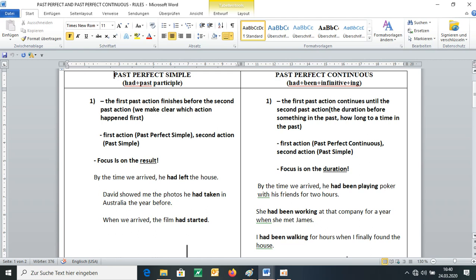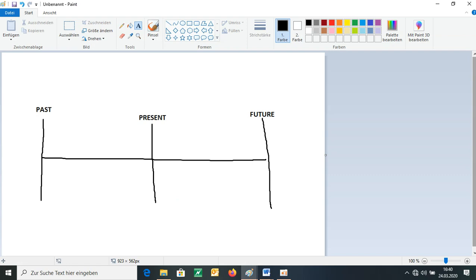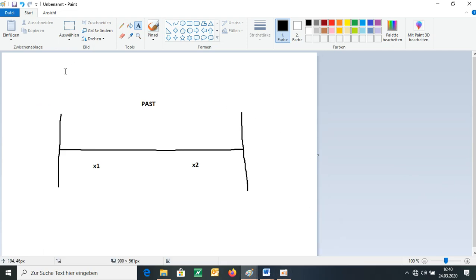So why do we need the past perfect simple in English? Let me show you this timeline here. We have the past, the present, and the future. The past perfect is basically a tense that we need to talk about specific past situations. What does that mean? Let's take the past for a second here. All of this is the past. And in this past, we have multiple actions going on. This is why we need the past perfect.